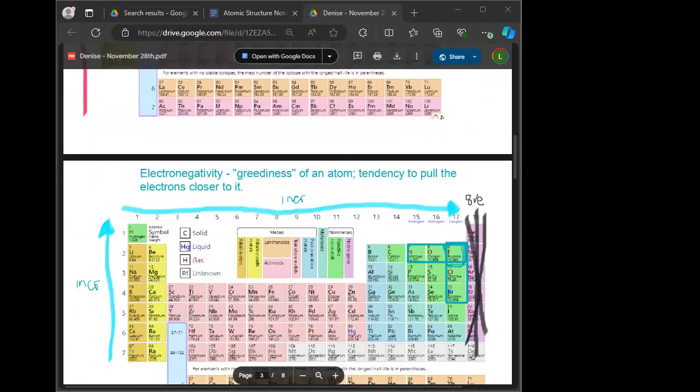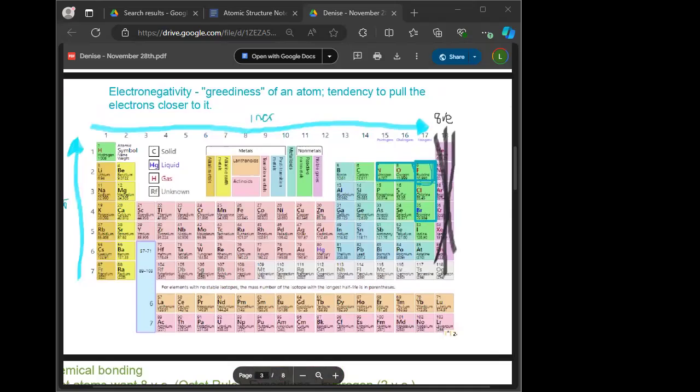And then we've already gone over electronegativity. Electronegativity, remember, is supposed to be the greediness of the atom, and that is supposed to increase as we go up and to the right.